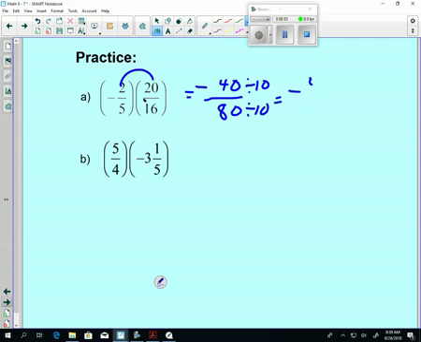That'll give us minus 4 over 8. And we can divide both by 4. And that gives us negative 1 over 2.